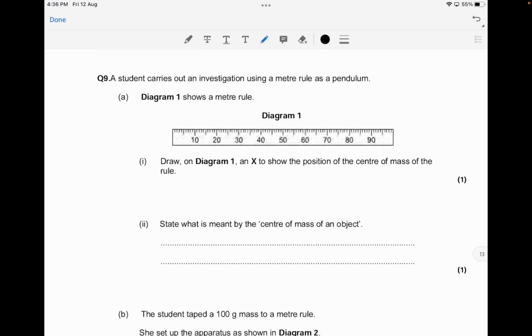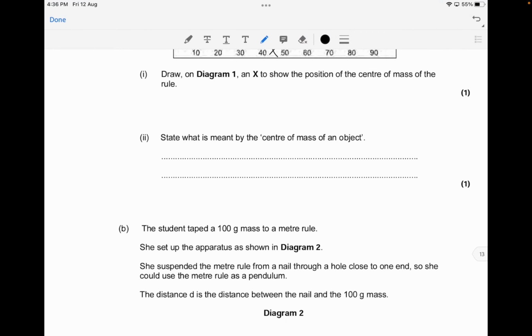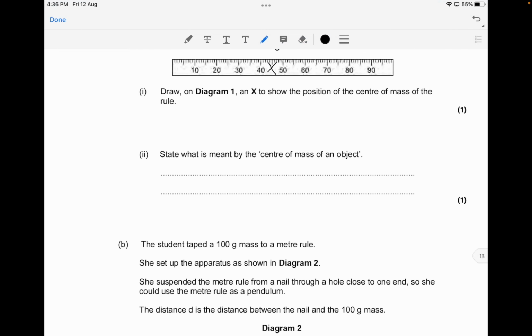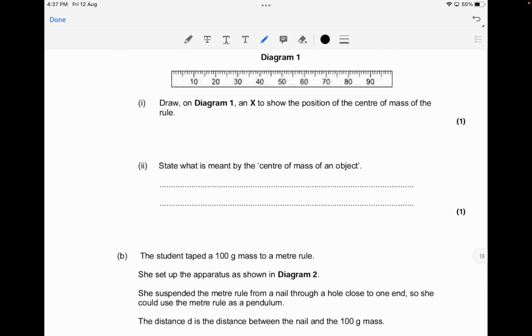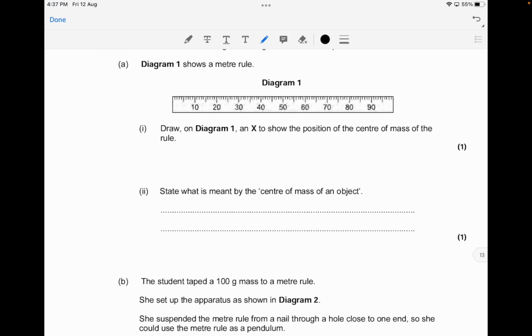Since this is 90 divided by 2, approximately 45, it's going to be approximately here if you draw the axis of symmetry as well. All I did is 90 divided by 2 to give you 45, so somewhere roughly about there should be your center of mass. What is meant by the center of mass of an object? I'm going to write it down. By the way, the X should be placed... actually, no, it should not be 45. So at 50, it should be marked because it's half of 100.